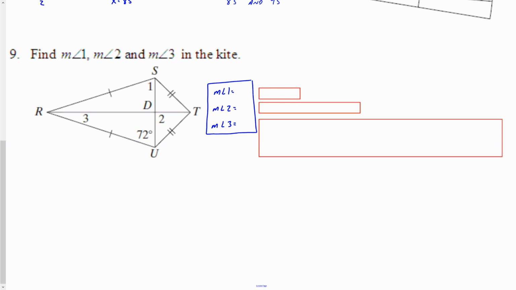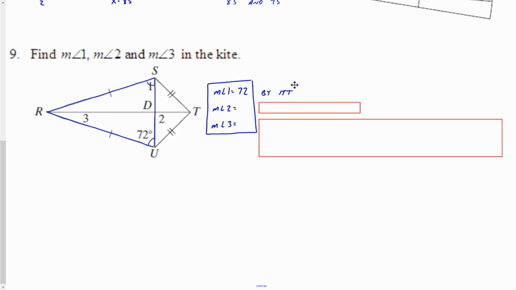So the measure of angle 1, in this case, we have this kite, but we also have, if we look closely, an isosceles triangle. RSU is an isosceles triangle, so we know that this measure of angle 1 is going to be congruent or equal to the measure of angle RUS, which we're given as 72 degrees. So really, we already know that answer without really doing any work. We're just using the isosceles triangle theorem.